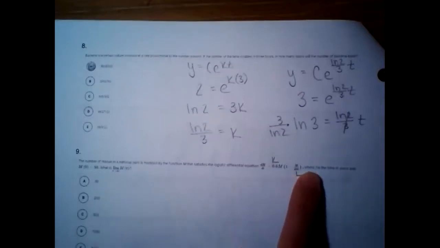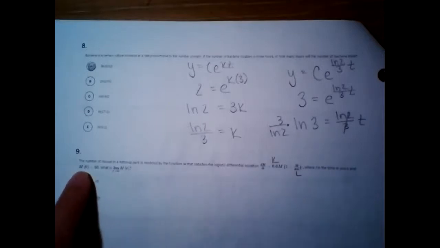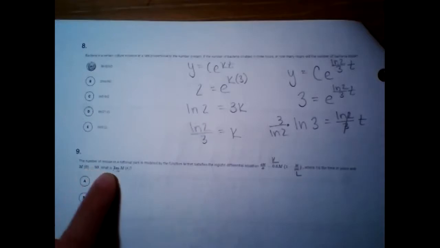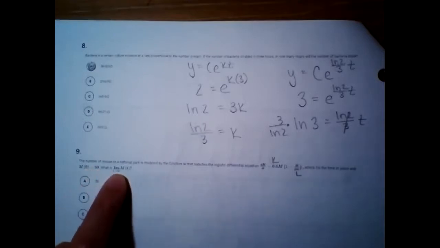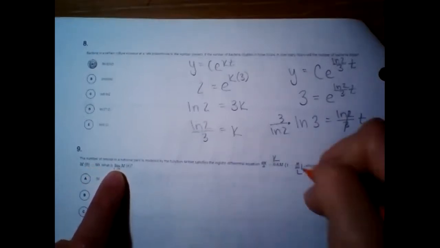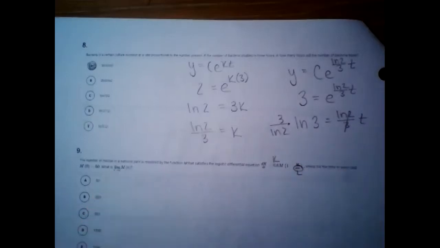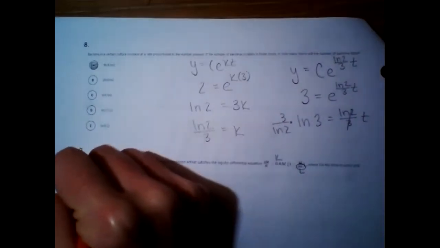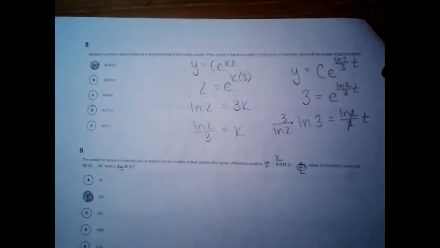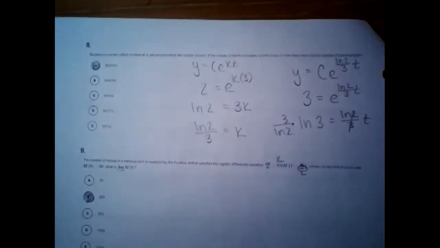All right, time in years, there at time 0, there are 50 moose. What is the limit to infinity? Well, the limit to infinity is going to be the carrying capacity, so that's going to be the 200. So that would be B. So we didn't have to do much with that. Basically, it was just asking you what the carrying capacity was, which is nice.